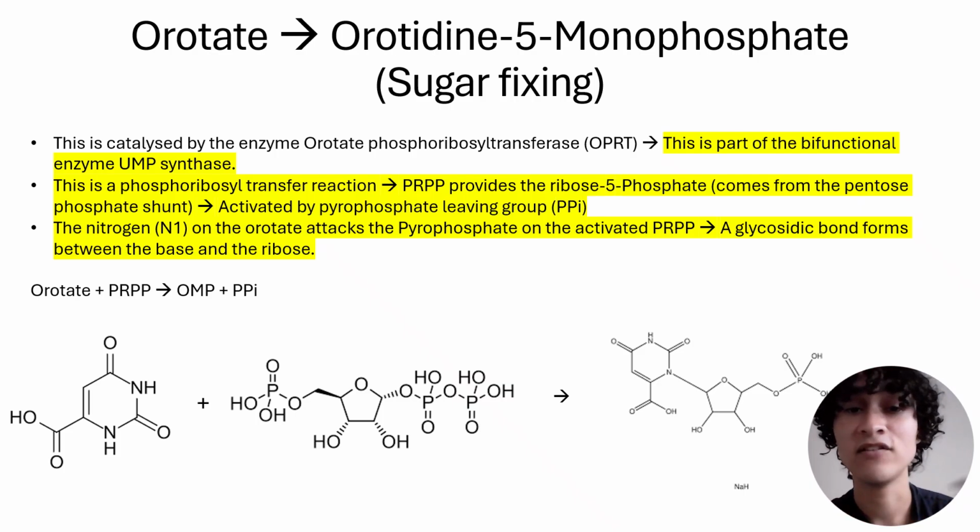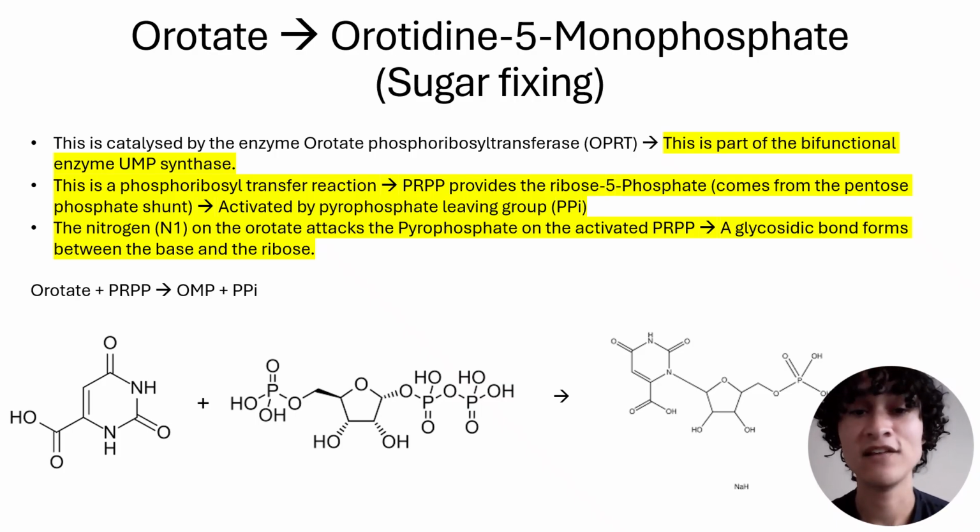Now the enzyme OPRT stands for orotate phosphoribosyl transferase, and that's part of that UMP synthetase complex. What that does is fixate that orotate onto the C1 of our phosphoribosyl pyrophosphate, and the activated pyrophosphate leaves as PPi, and you get that orotate fixed on, and that gives you orotidine 5-monophosphate.